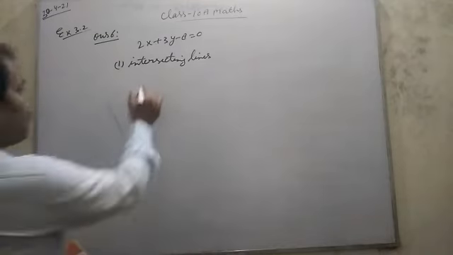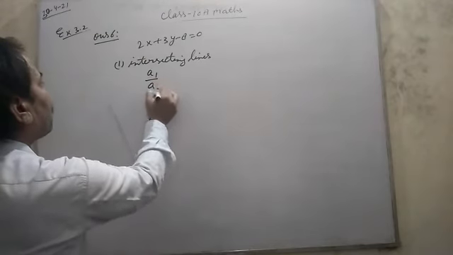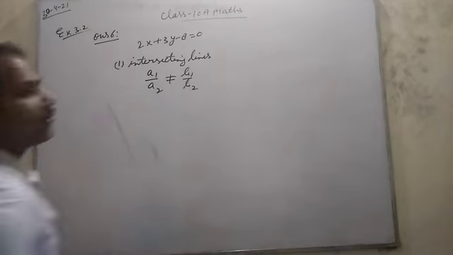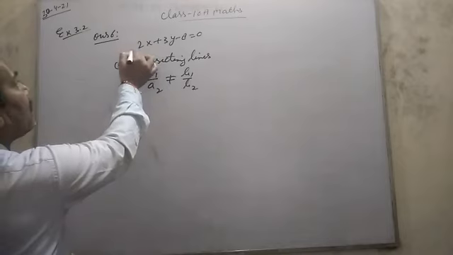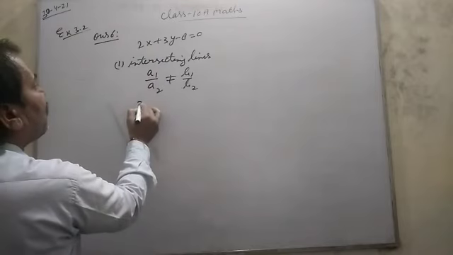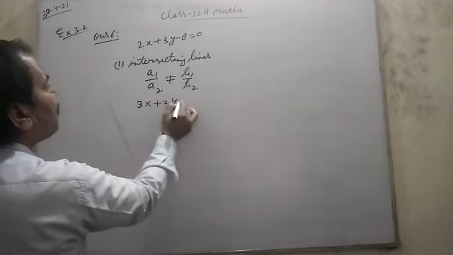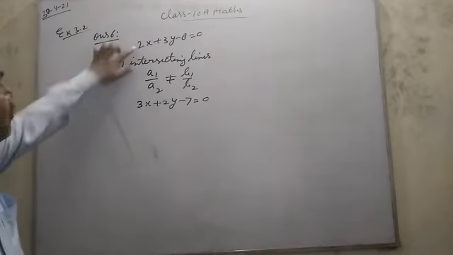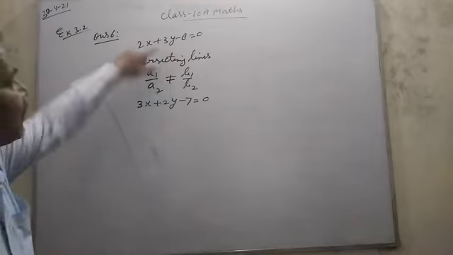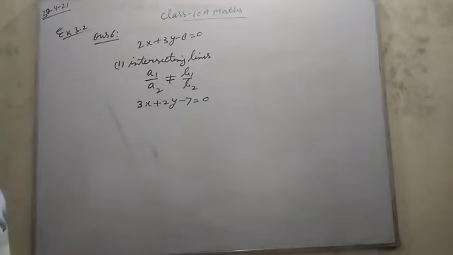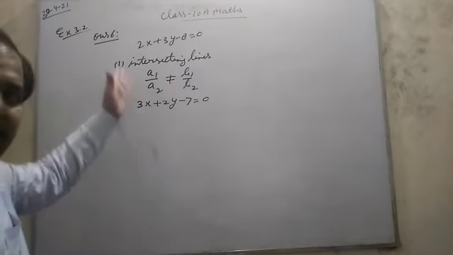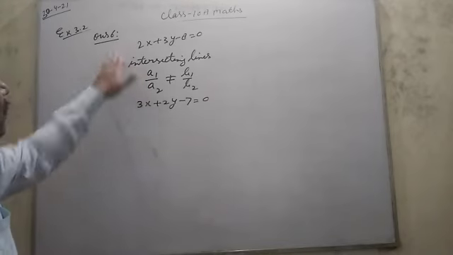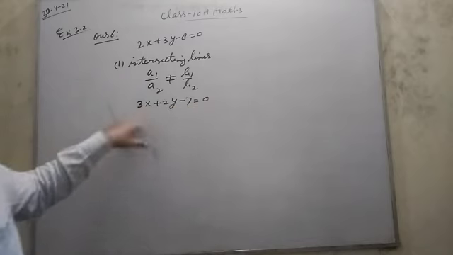For intersecting lines, the condition is A1/A2 is not equal to B1/B2. So you write the second equation as 3x + 2y - 7 = 0. Check it: 2/3 is not equal to 3/2, satisfying this condition. Like this, so many equations you can form, so the answer to this question is not fixed.